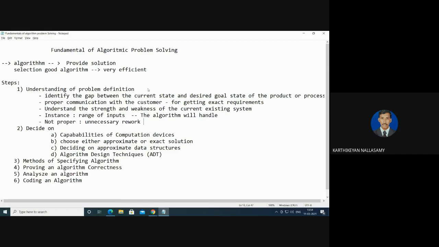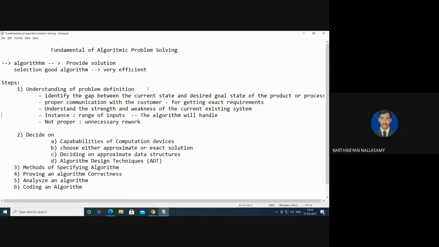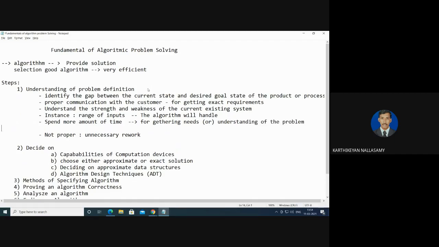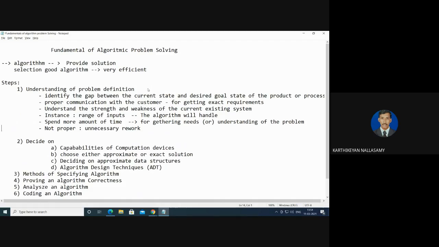Okay, and generally for any industry, if they want to develop an application, normally they are going to spend more time gathering requirements, gathering needs, or maybe we call it understanding of the problem. They must make all of this clear, so that we need to spend more time understanding the problem.